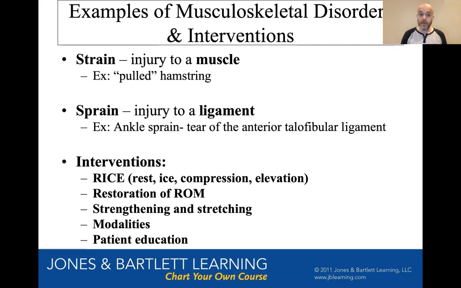But for either one of those, we do what we call PRICE. This is RICE, but now it's PRICE. So we do protection, so we protect the area. We rest it, so we're going to get to an area where we can be safe and comfortable and not have to move it. We're going to ice it, compress it with an ACE wrap or compressive bandage to prevent swelling, and elevate it to prevent swelling, because a little bit of swelling is normal, but the more swelling you get around an injury, the longer it's going to take to heal. So the more pain it's going to cause.